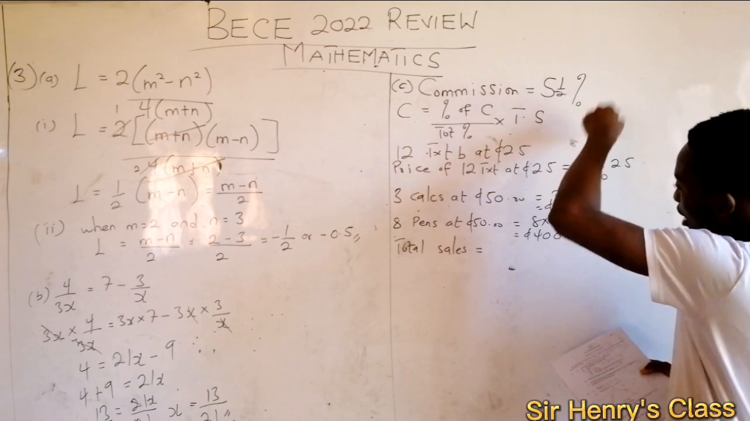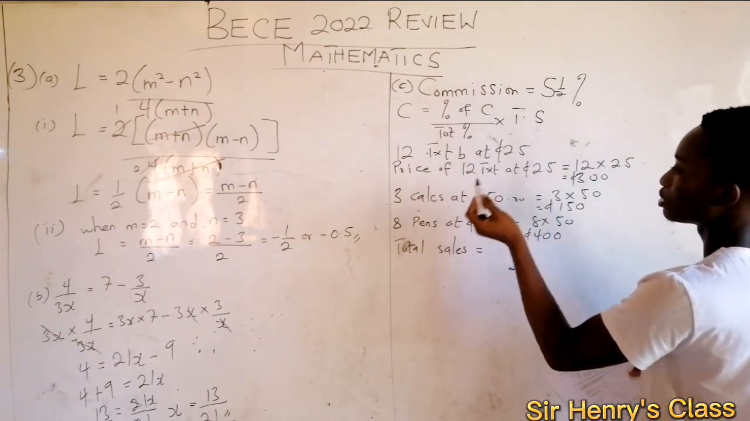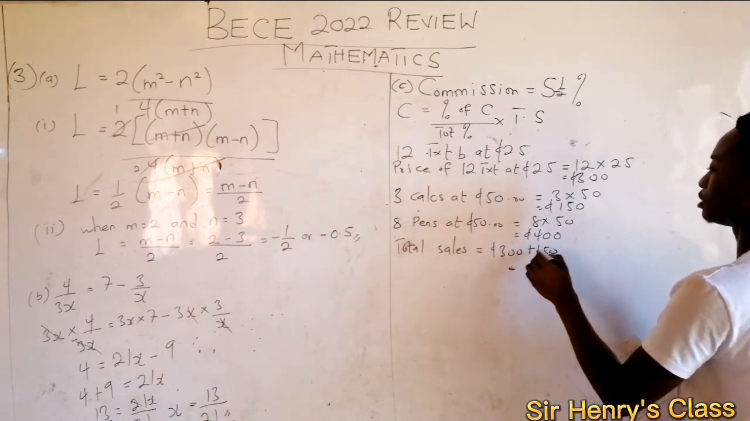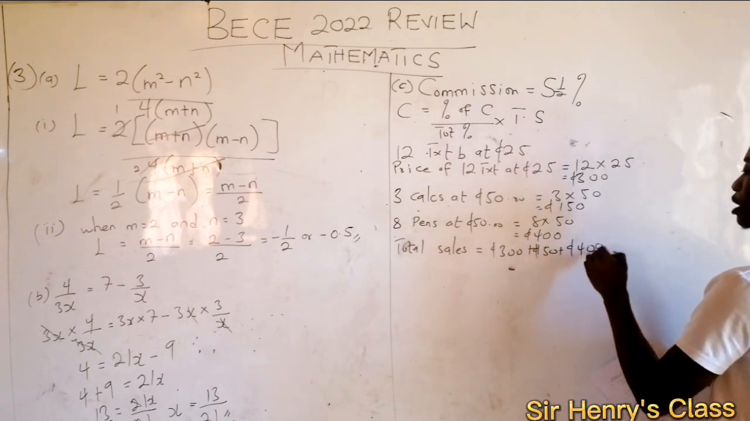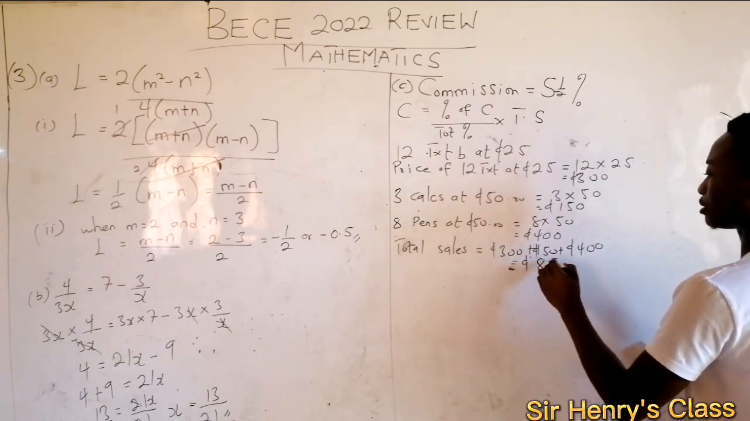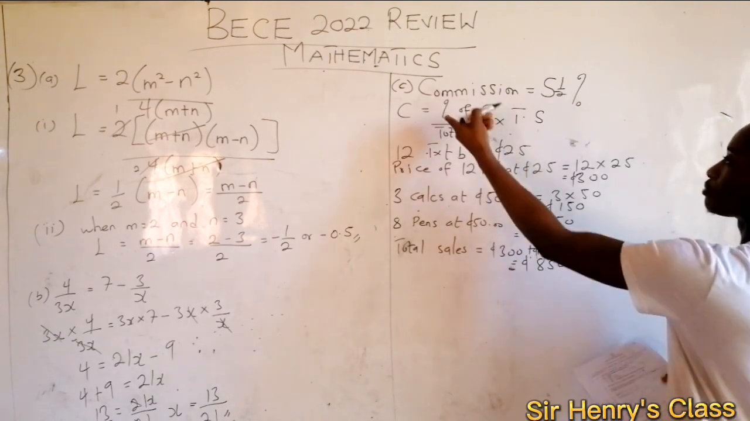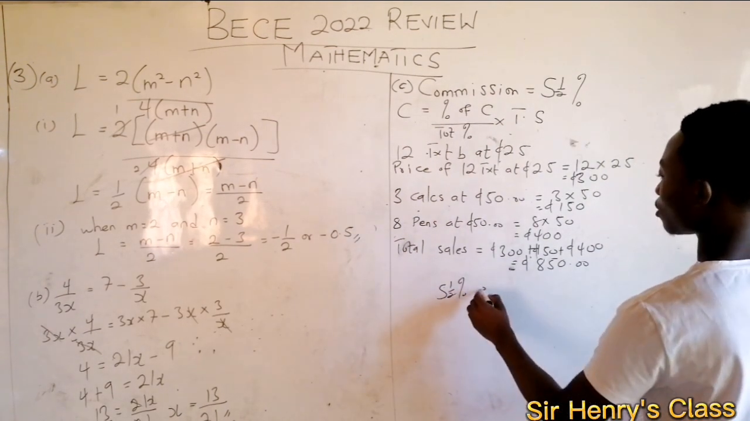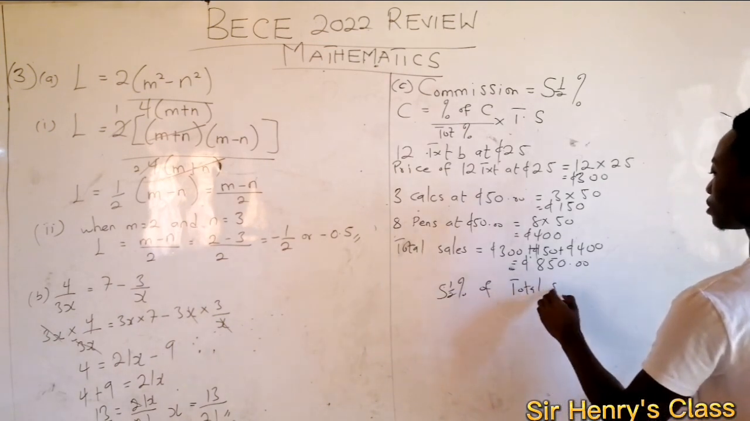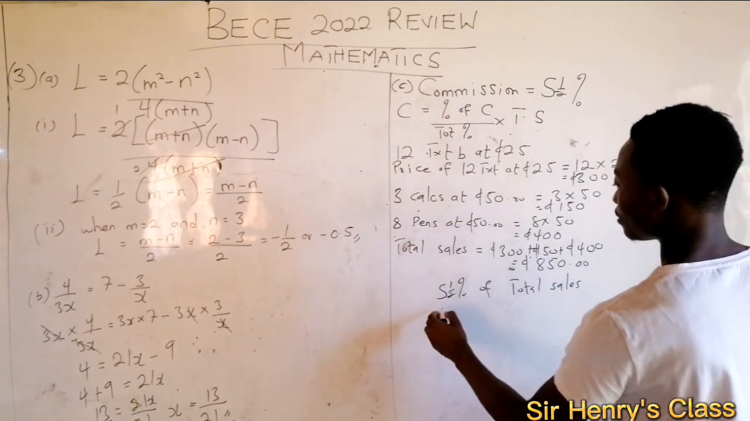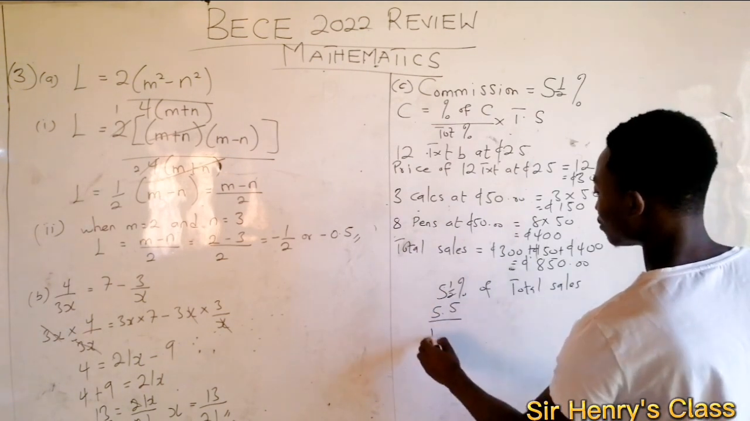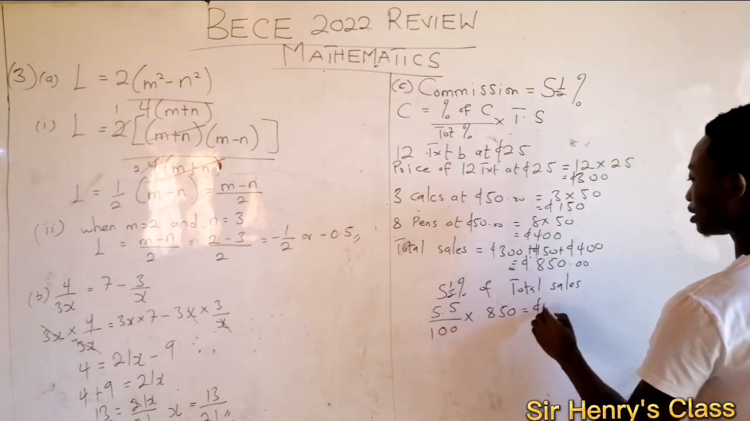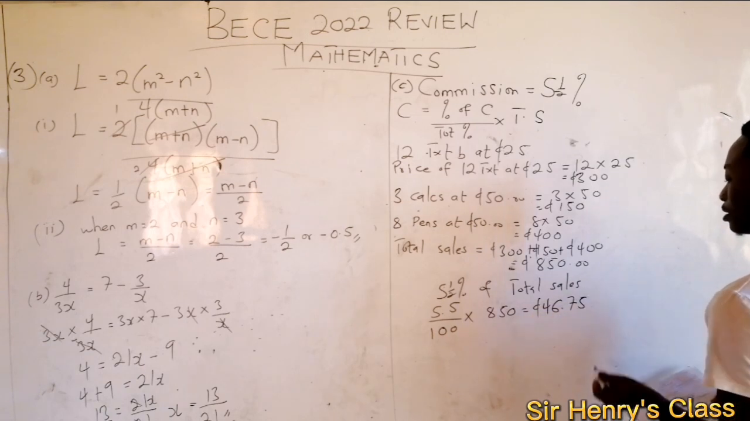So total sales is the addition of the sales made on textbooks, calculators, and pens. That is 300 plus 150 plus 400. Summing this up, we get 850 cedis. So the commission is 5.5% of the total sales made by the man. So 5.5 over 100 times the total sales, which is 850. Simplifying this, you get 46.75.